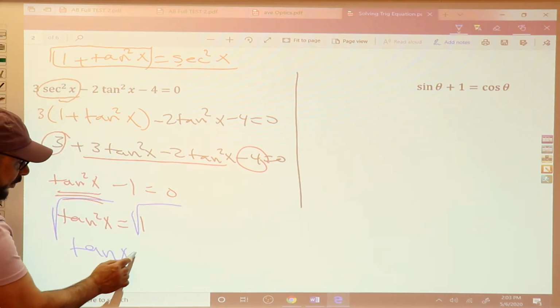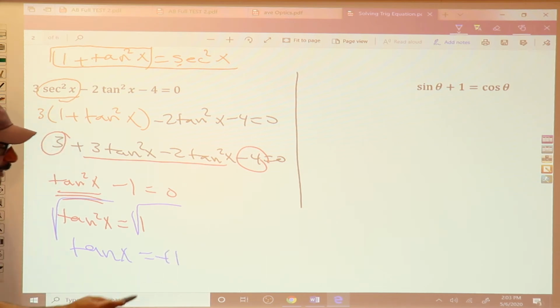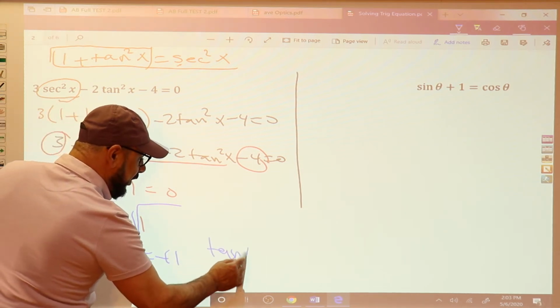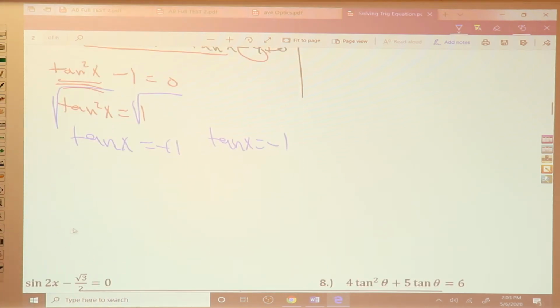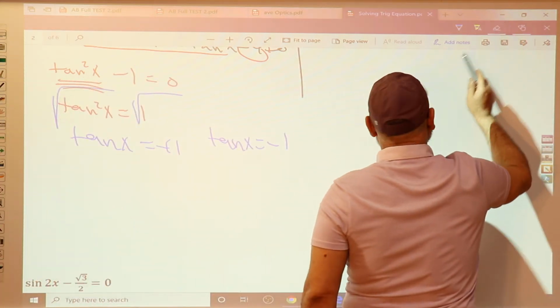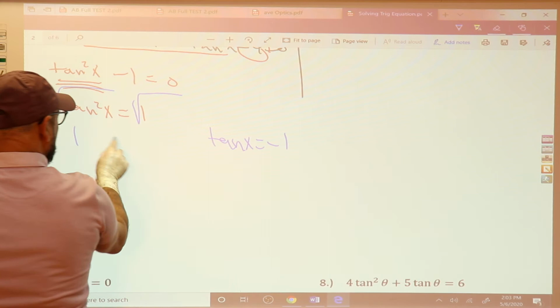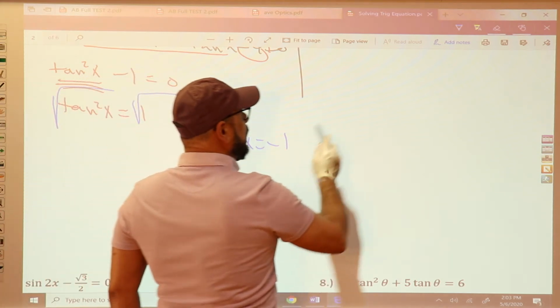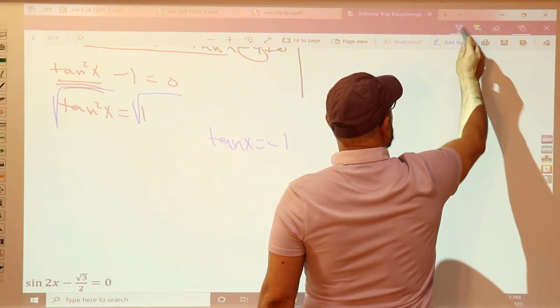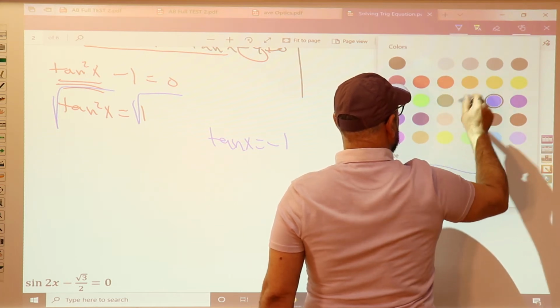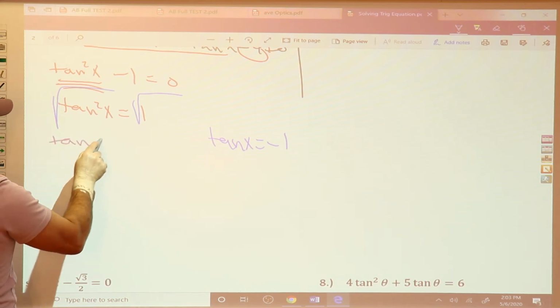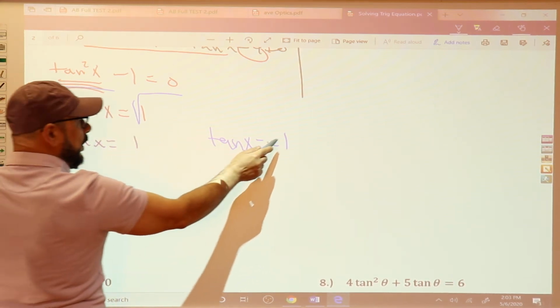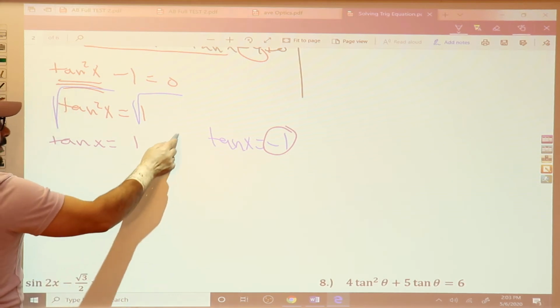Tan x, when I take the square root, how many times have I said this? Plus 1 or tan x equals negative 1. Always when you take the square root, the answer could be positive, could be what? Negative. Let me make this one blue and the other one a different color. So tan x equals 1 or negative 1.